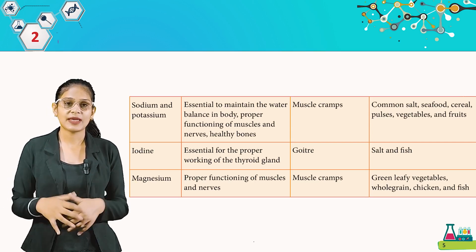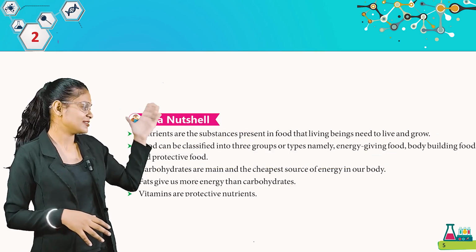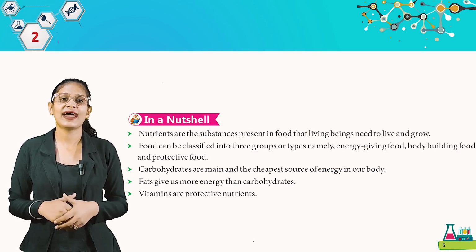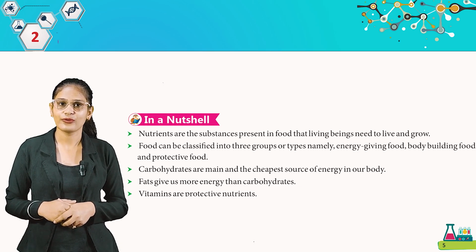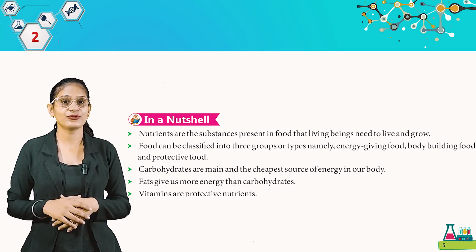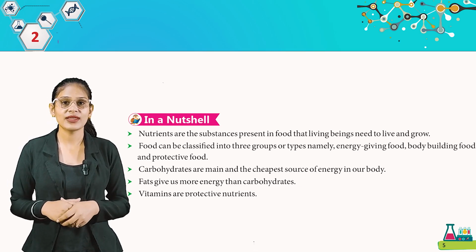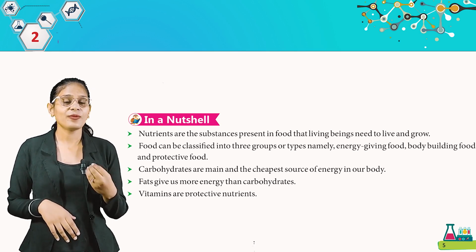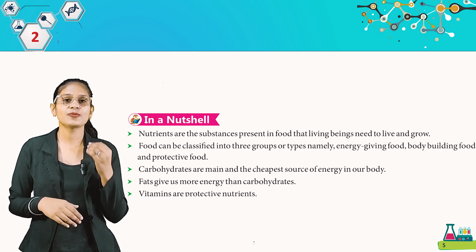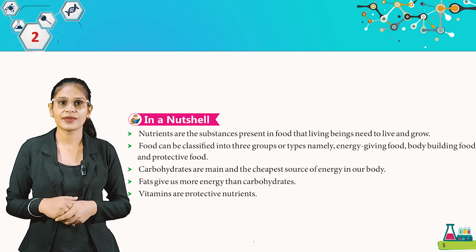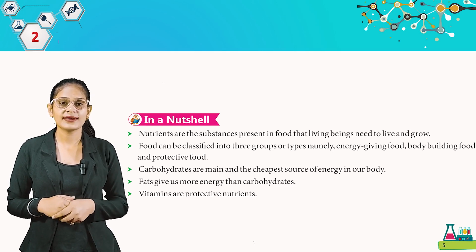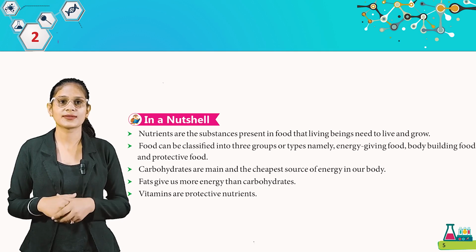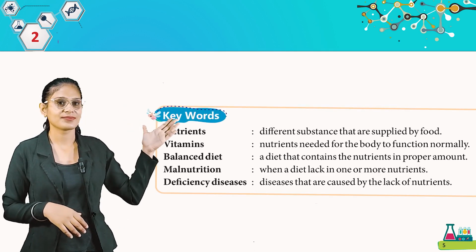What we learned in this chapter, now we will discuss it in a nutshell. Nutrients are the substances present in food that living beings need to live and grow. Food can be classified into three groups or types, namely energy-giving food, body-building food and protective food. Carbohydrates are the main and the cheapest source of energy in our body. Fats give us more energy than carbohydrates. Vitamins are protective nutrients. Here are keywords.